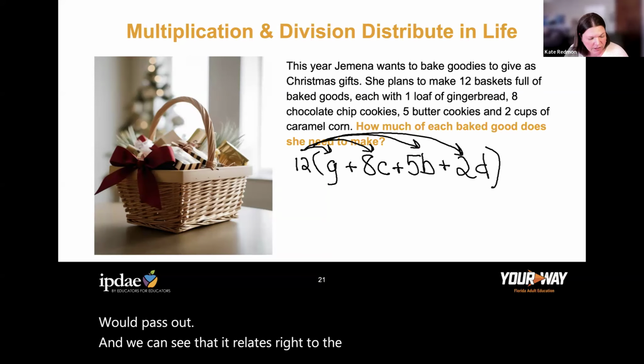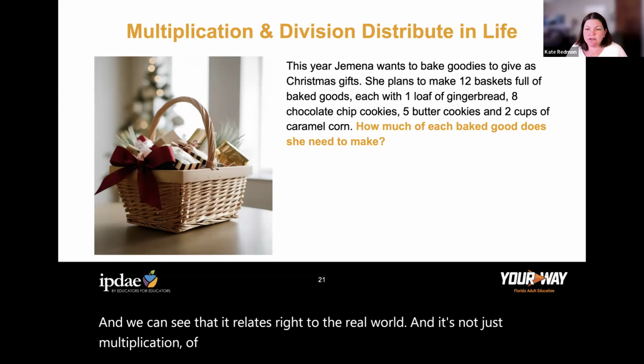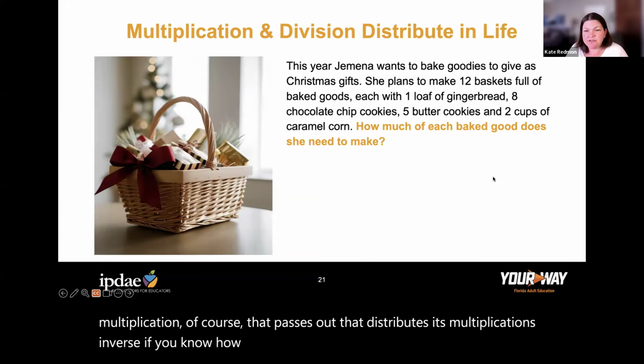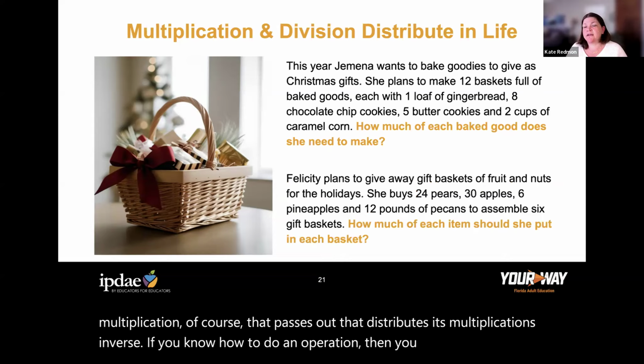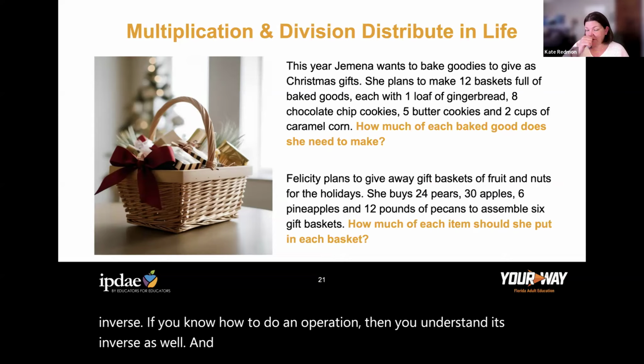And it's not just multiplication, of course, that passes out, that distributes. It's multiplication's inverse. If you know how to do an operation, then you understand its inverse as well. And we can see the other way around with our little gift baskets.